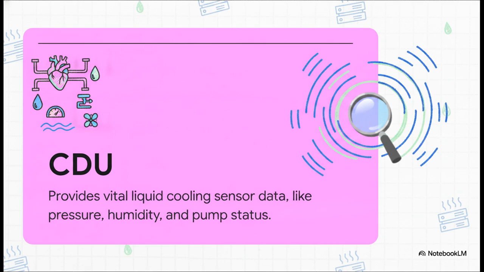But before we get into the software that makes all of this easy, we need to understand the core hardware at play here, the CDU, or Cooling Distribution Unit. Think of this as the beating heart of your liquid cooling system. It's a physical asset that provides vital liquid cooling sensor data. We're talking about critical metrics like pressure, humidity, pump health, and valve status. Monitoring these exact vitals is absolutely key to taming data center heat.